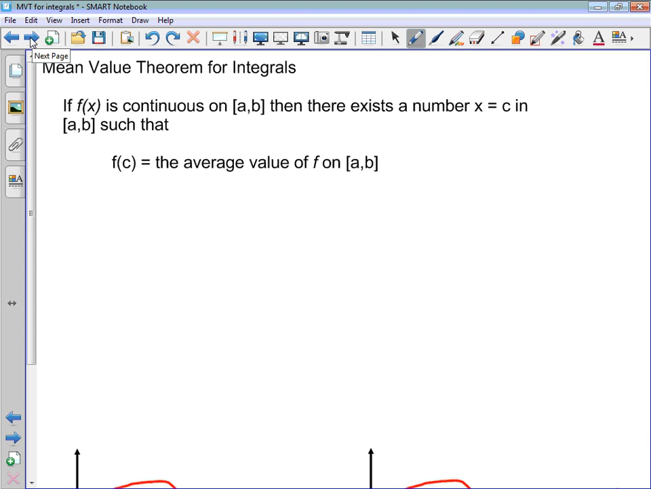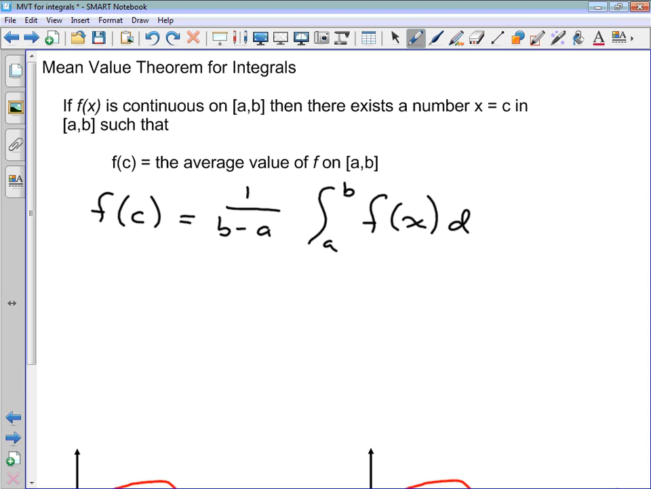And here it is. If f of x is continuous on a closed interval [a, b], then there exists a number c in this interval [a, b] such that the value of the function at that number is equal to the average value of f on that interval. Or, f of c is equal to 1 over b minus a times the integral from a to b of f of x dx, because that was just our definition for what the average value of a function was.